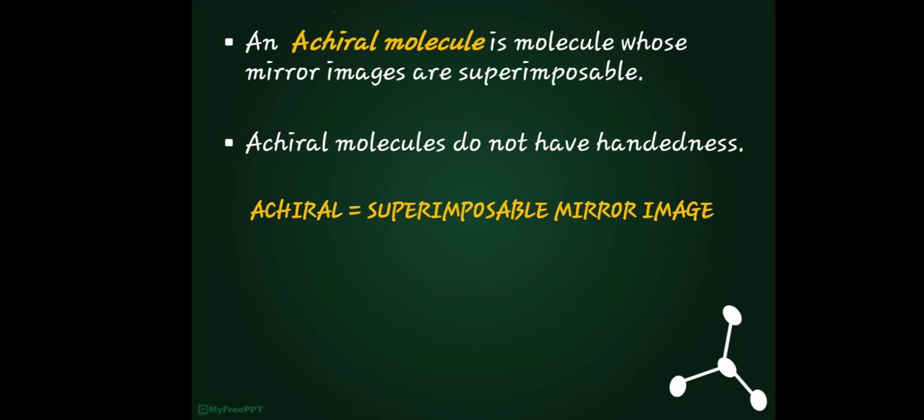An achiral molecule is a molecule whose mirror images are superimposable. So it is contradictory to chiral, because a chiral molecule possesses non-superimposable mirror images, while an achiral molecule is a molecule whose mirror images are superimposable. An achiral molecule does not have handedness. What does it mean that an achiral molecule does not have handedness?